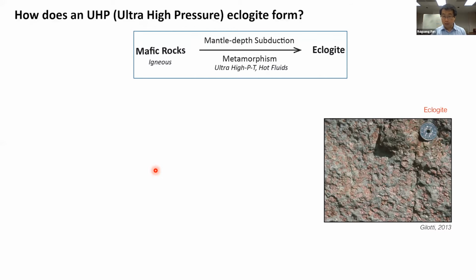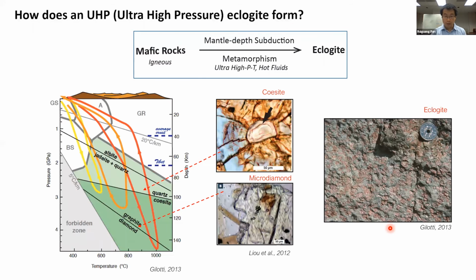As you can see in the eclogite picture here, coesite and microdiamond are indicator minerals for ultra high pressure conditions. As you can see, the coesite formation and the microdiamond formation depths are shown here.